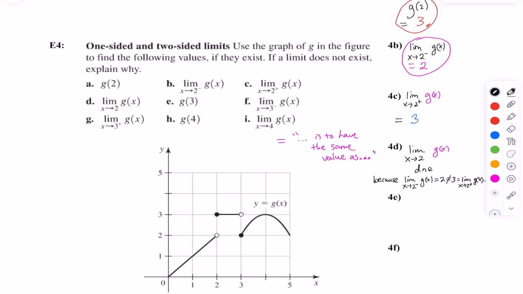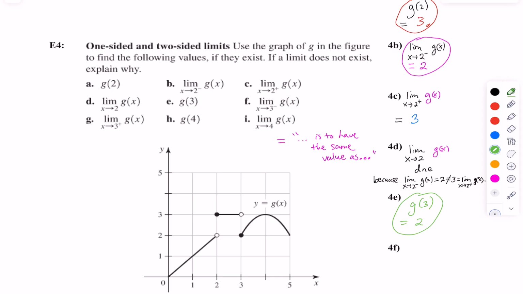Okay, let's go to the next part. What is g of 3? G of 3 is an expression. Let's see. G of 3 is in fact 2. All right, we're done with that. What is the next part?